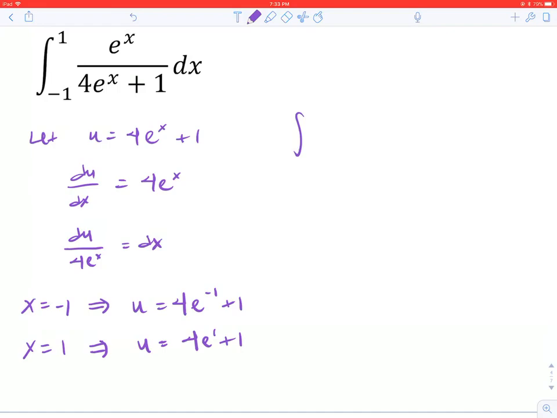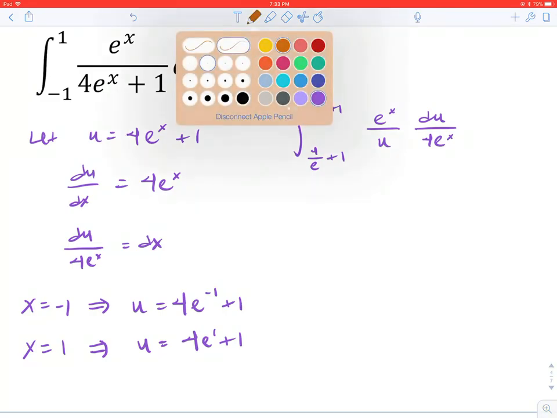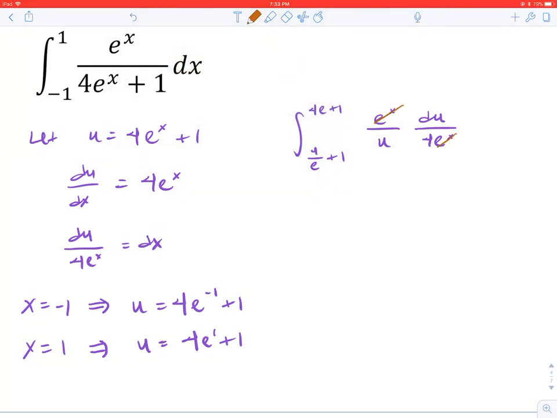Okay, so our new lower limit of integration, I'm going to write as 4 over e plus 1, right? That's the same as 4 times e to the negative first power. And then our new upper limit of integration is just 4e plus 1. We still have e to the x there over u, and then the du over 4e to the x. The e to the x's will cancel.